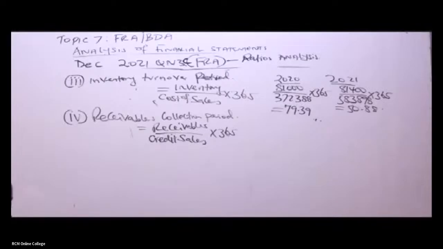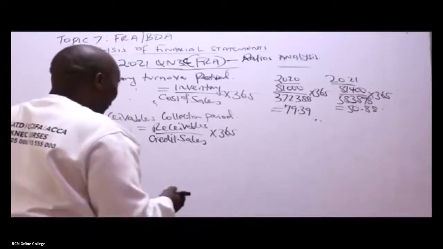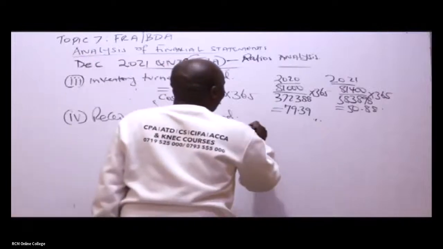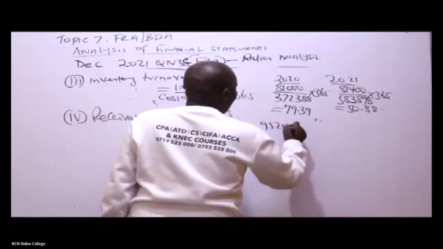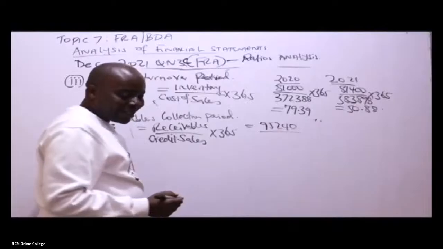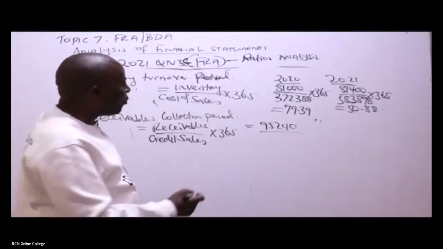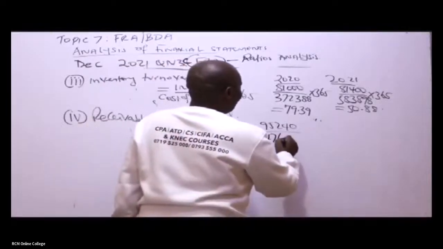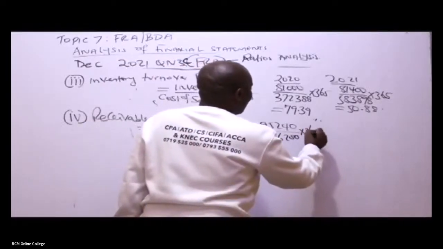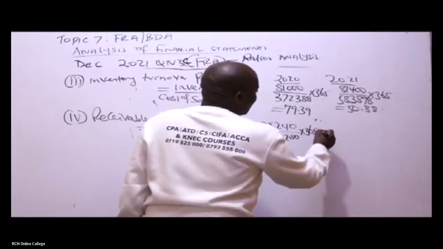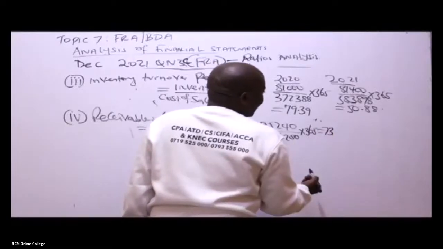Receivables, I can see there in 2021, we had 95,240. 95,240 divided by the entire sales, which happens to be on credit, 476,200, times 365. So this one here will end up giving us 73 days.